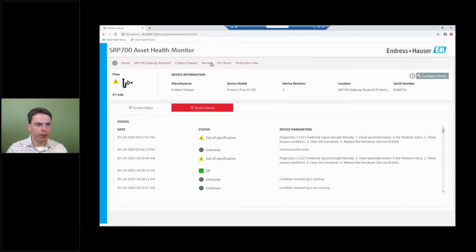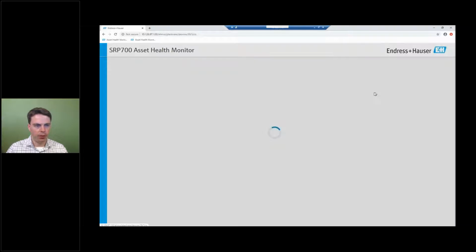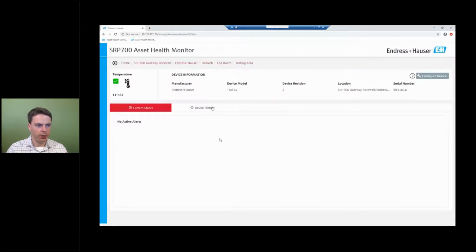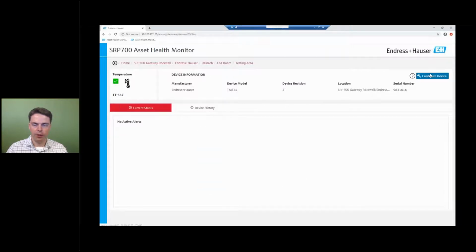If we want to connect to a device, it's relatively easy. So we just select the device. So I take this temperature transmitter here. I see there are no alerts. I also see here everything is okay. And if I want to connect to the device, I just click configure device.